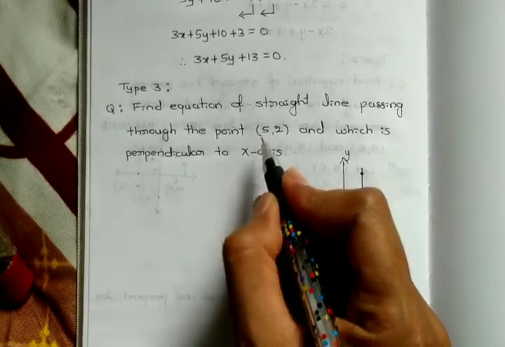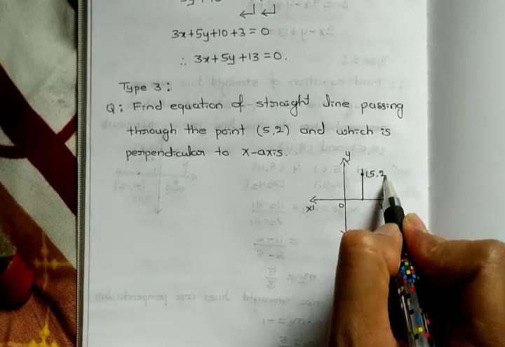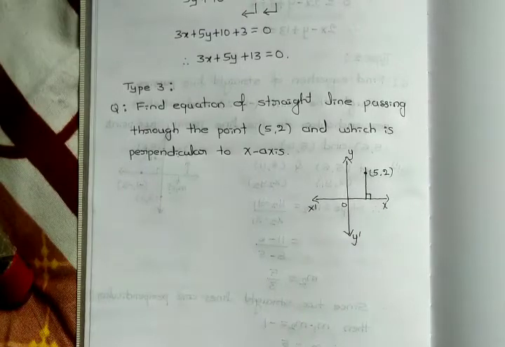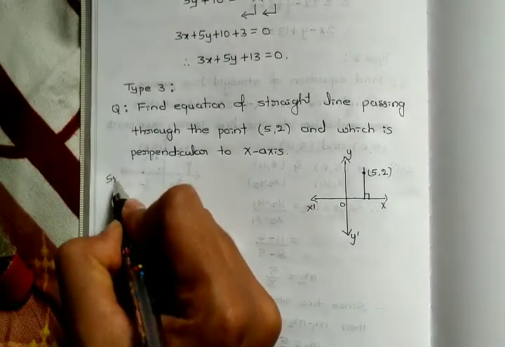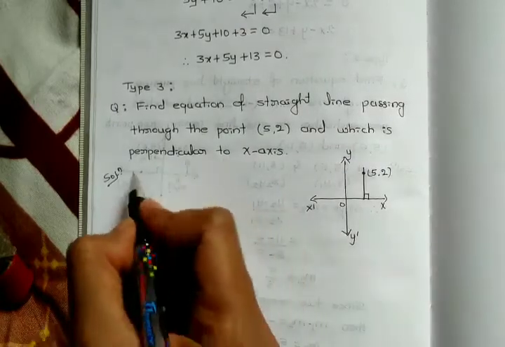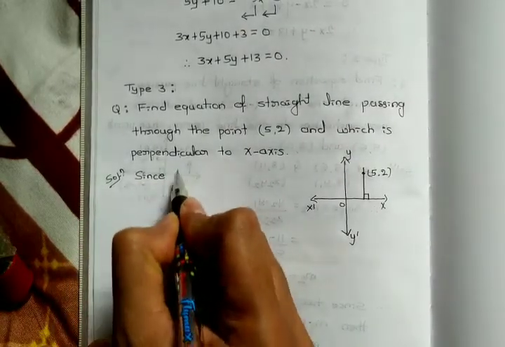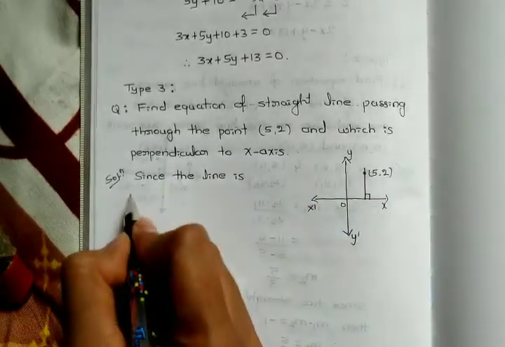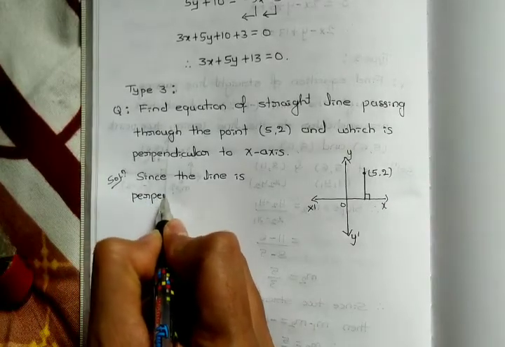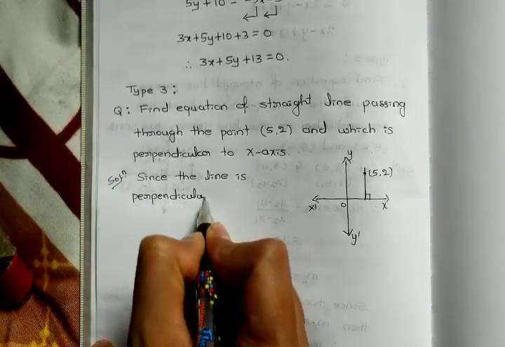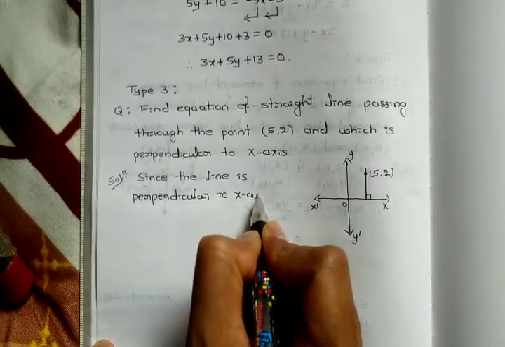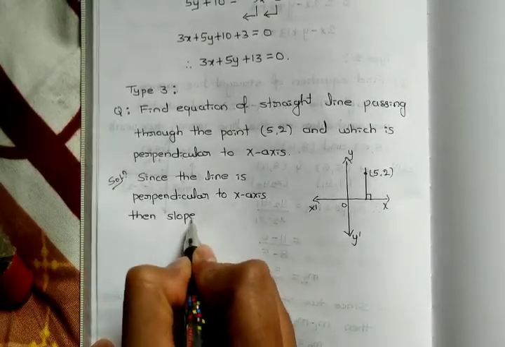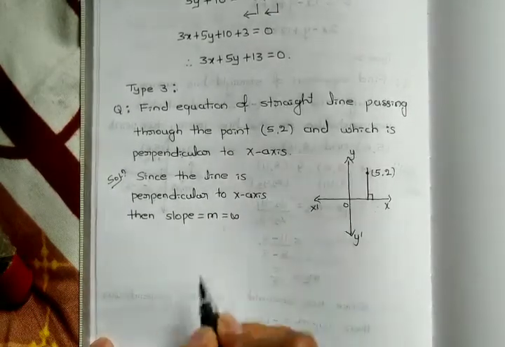This is passing through which point here? (5, 2), and this line is perpendicular to which axis here? The x-axis. Okay, so first write that condition. Since the line is perpendicular to the x-axis, the slope m is equal to infinity.